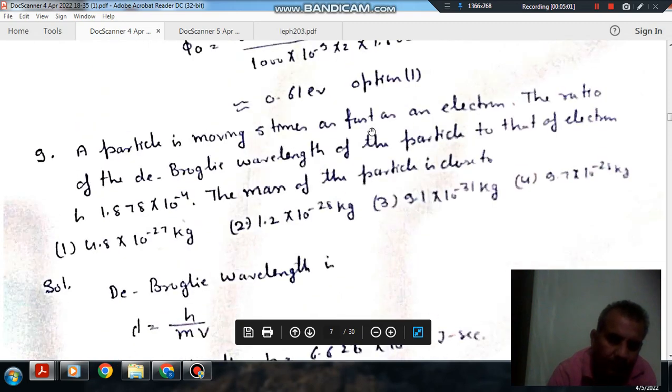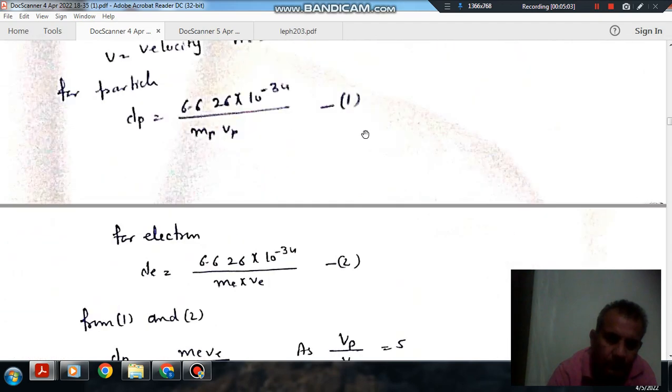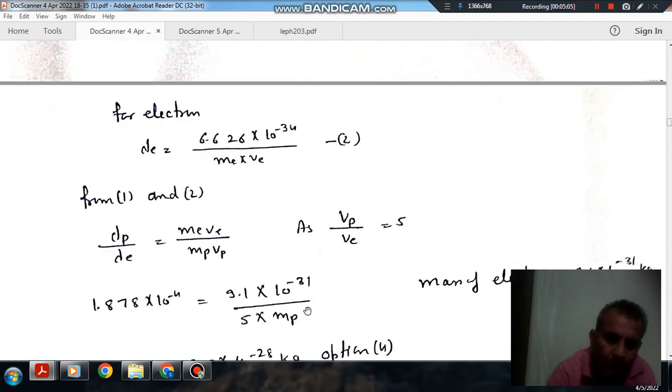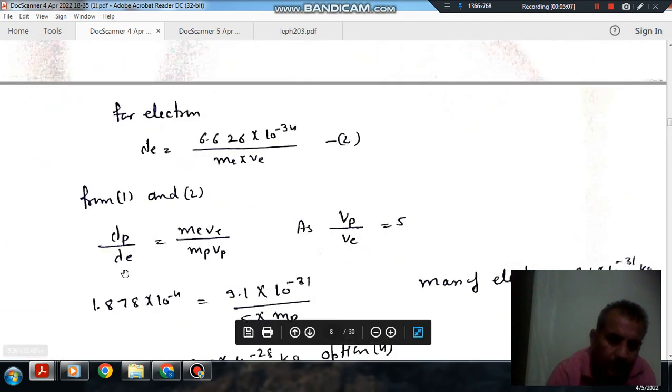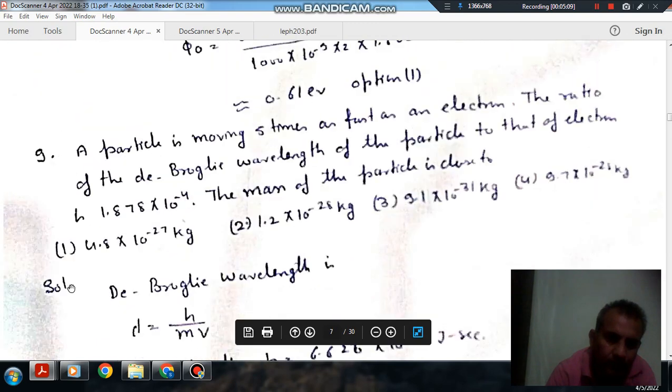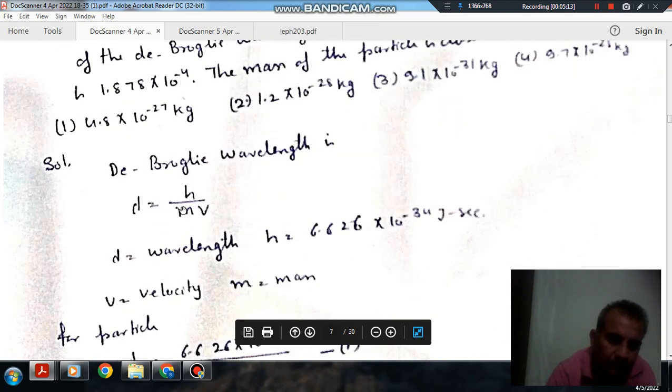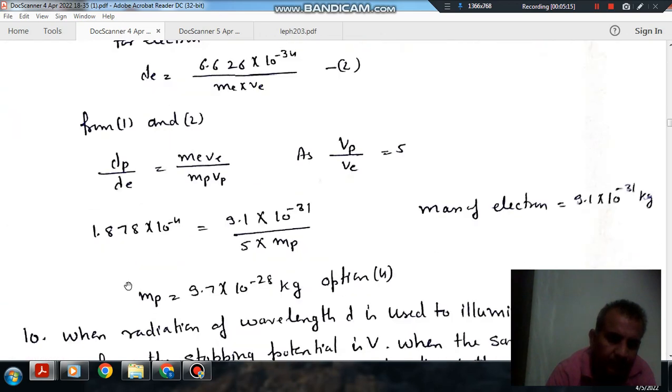The particle will be 5 times as fast as the electron, so Vp by Ve is 5, and the ratio of lambda is 1.878 into 10 to the minus 4.